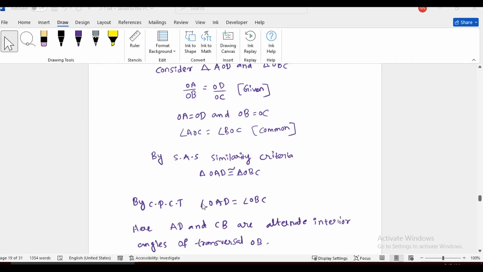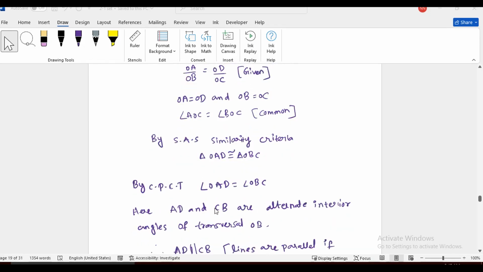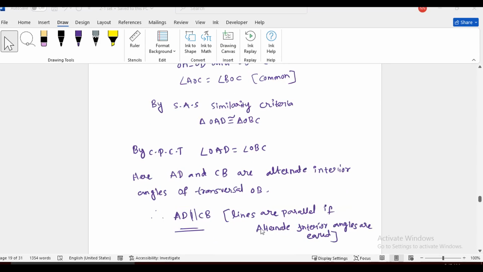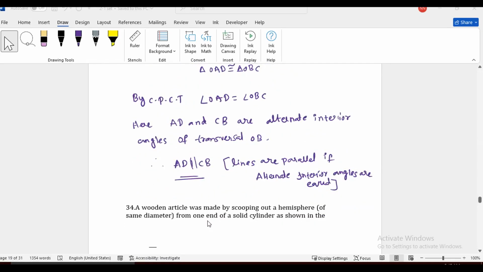By CPCT, we can write angle OAD is equal to angle OBC. Here AD and CB are alternate interior angles with transversal OB. So alternate interior angles are equal, then we can say the lines are parallel. So AD is parallel to CB, hence proved.